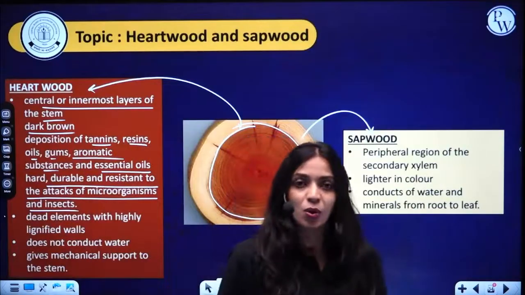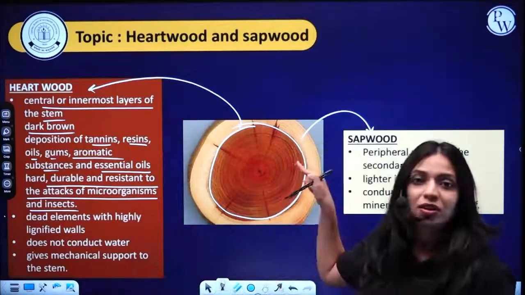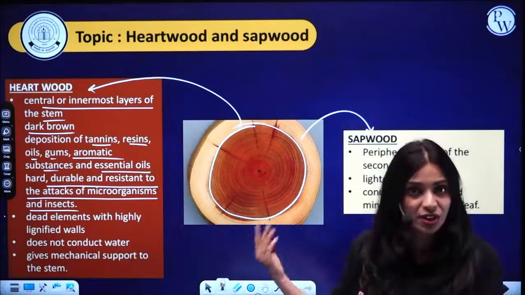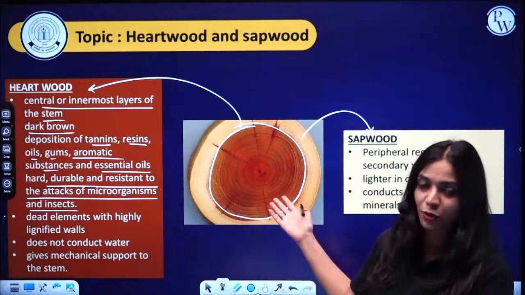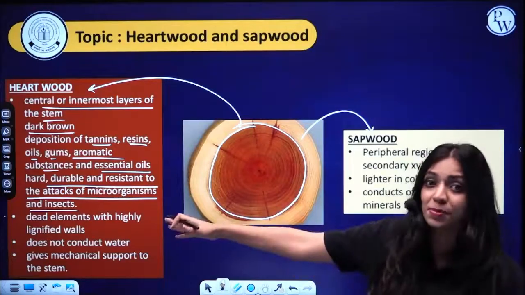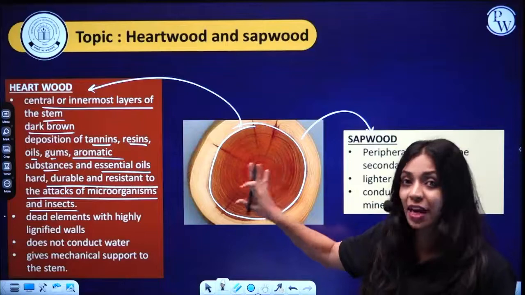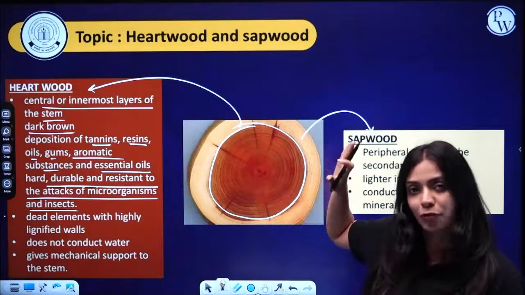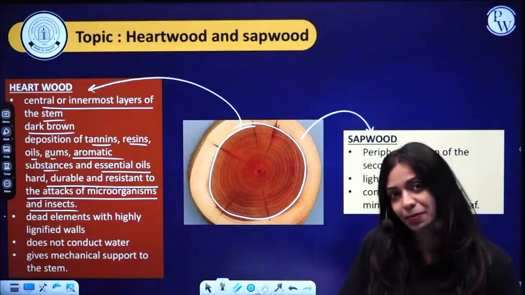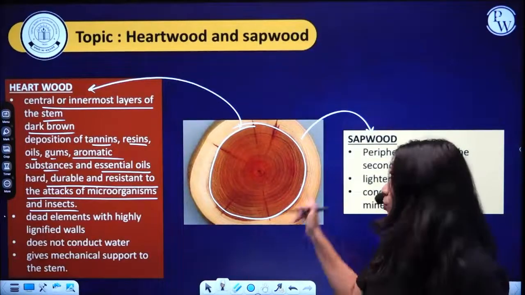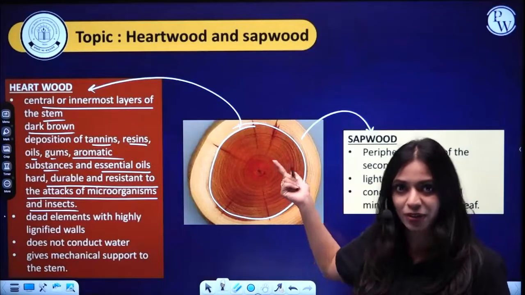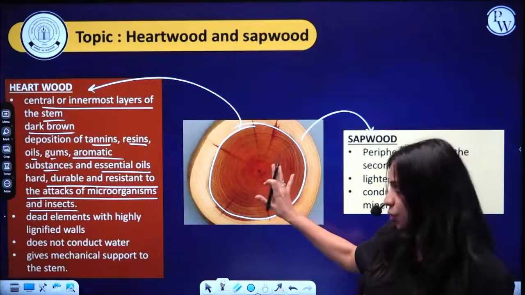Okay, so this region called the heartwood is dark in color. It has many substances deposited within it, which is what is responsible for its color. And also because of the deposition of those substances like tannins, gums, this part of the stem is very durable. So when they make furniture out of wood, it is mostly this wood that they prefer because it is not prone to insect attack. Okay, so this makes it durable.